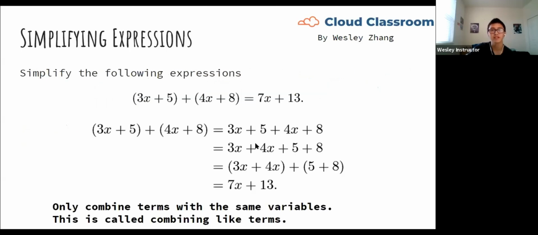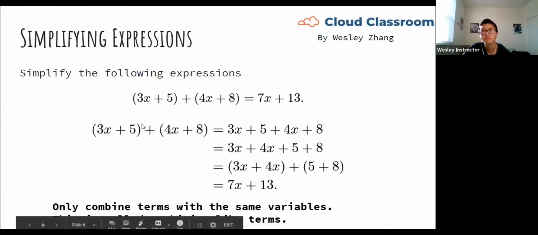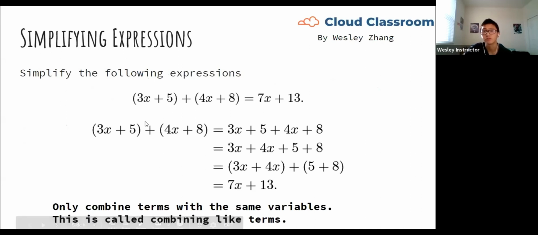All right, simplifying expressions. Simplify the following expression. This is just one: 3x plus 5 plus 4x plus 8 equals 7x plus 13. So this is how you simplify them.